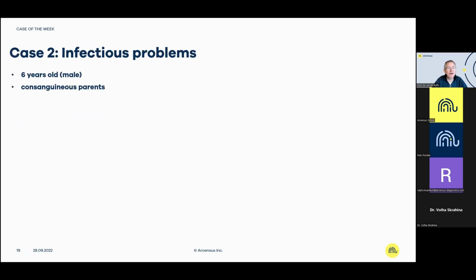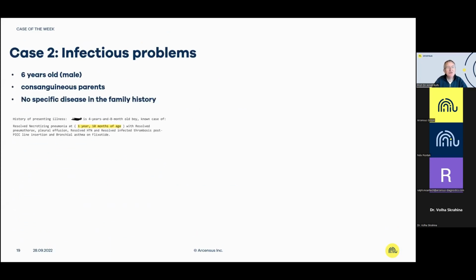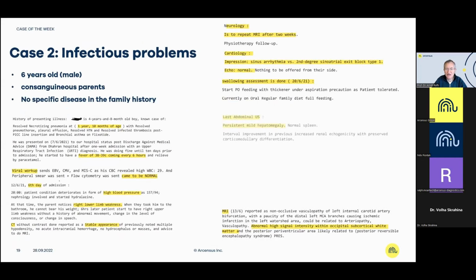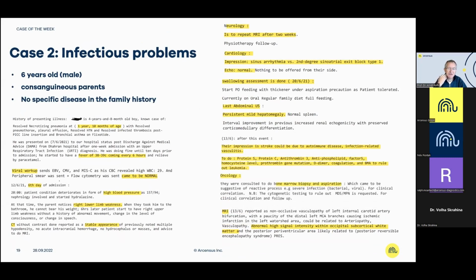This is a 6-year-old male patient from consanguineous parents, no specific disease in the family history. What I have done is copy some of the sentences from the reports we have received, and I'm quickly clicking through this clinical information because it's so important that you get an impression. It is sometimes not easy for clinicians to extract the key message from the individual patients. And we say, don't worry, leave it to us, because it's better to get more information and extract the key information than sometimes to get very fragmentary information that might lead you in the wrong direction of interpretation.